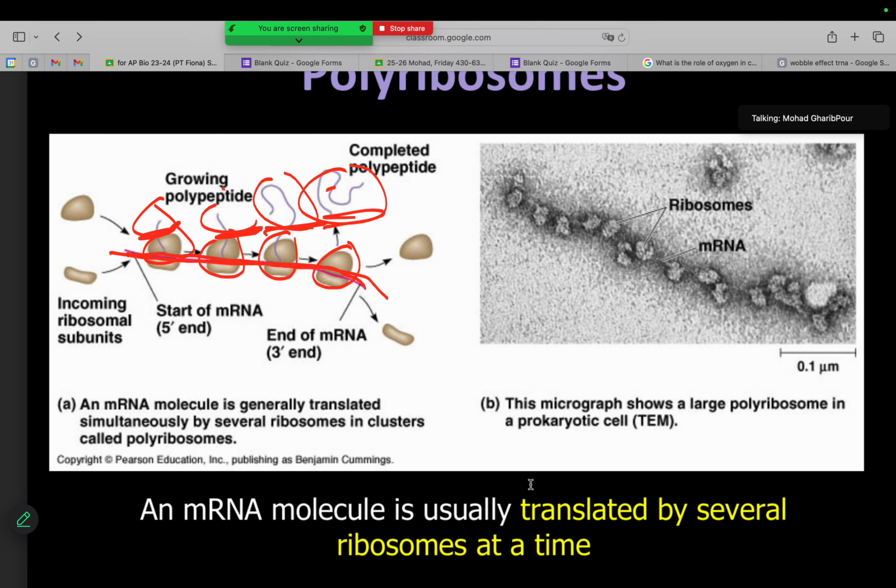This is a real TEM image of this long strand of mRNA being translated by so many ribosomes. Okay, this cluster of several ribosomes is just called the polyribosomes.